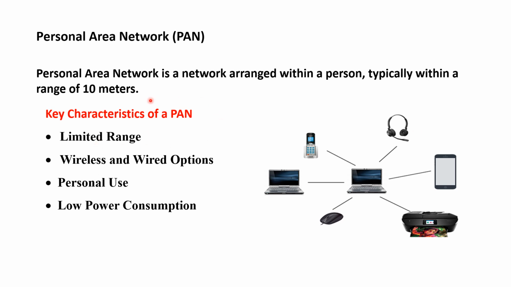Some of the key characteristics of PANs are a limited range. PANs typically operate within a range of a few meters, usually around 10 meters or less. This makes them suitable for short-range communication. PANs can use wireless technologies like Bluetooth, infrared, or near-field communication, but they can also operate over wired connections like USB or FireWire.